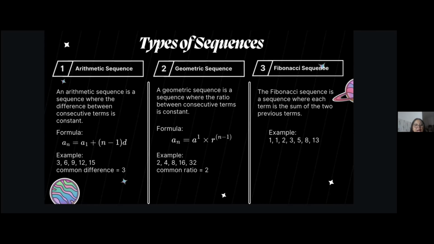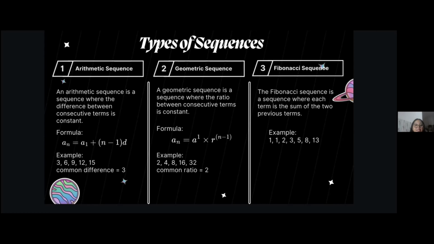And next is the geometric sequence. A geometric sequence is a sequence where the ratio between consecutive terms is constant. This means we multiply each term by the same number. And the formula is a sub n equals a1 times r to the power of n minus 1. For example, 2, 4, 8, 16, and 32. Each number is multiplied by 2, so the common ratio is 2. And what do you think comes after 32? Yes, it is 64. Correct.